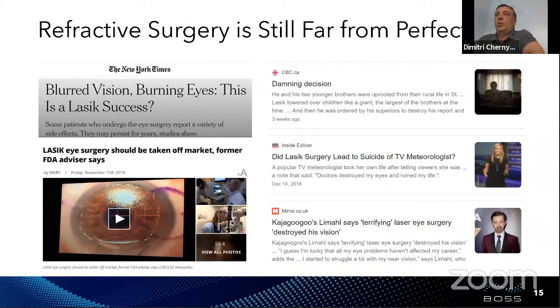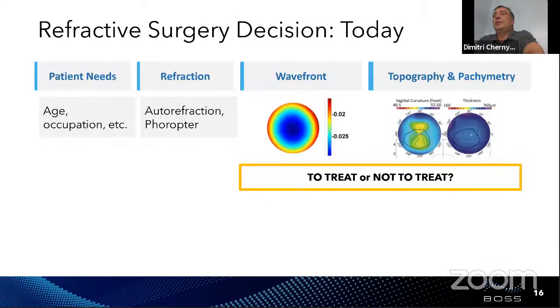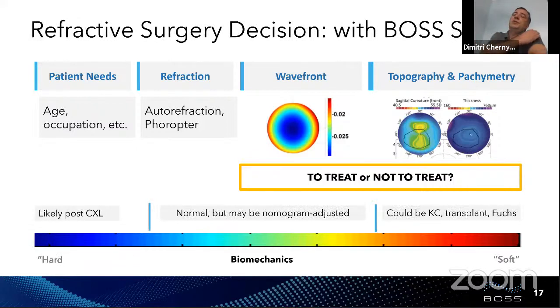Refractive surgery, while being one of the most commonly used surgical procedures, is still far from perfect. Today we have an arsenal of tools that allow physicians to make decisions around whether to treat or not to treat, or how to treat. There are obviously things like patient needs, refraction, wavefront, topography, tomography, photometry. But what we hope to do is add another dimension that can potentially substantially improve this decision process, showing you the spectrum of biomechanical values.